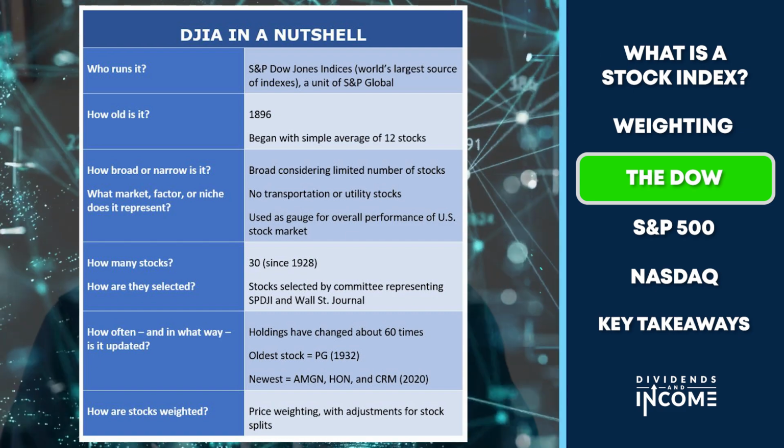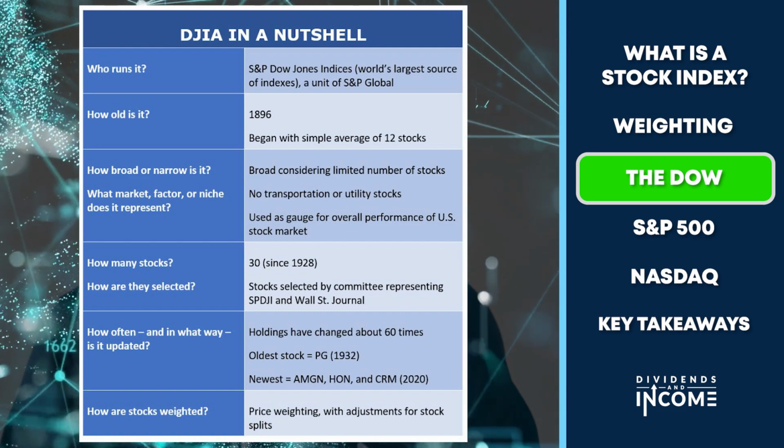The Dow is the price-weighted index in this group of the 3 biggies, and that's why I talked about price weighting before, because the Dow is the outlier here. It weights stocks by price.